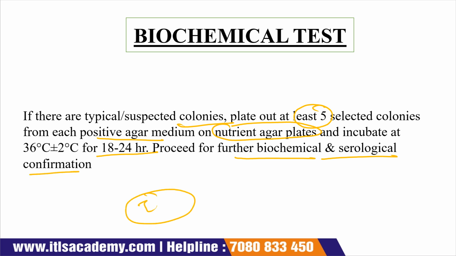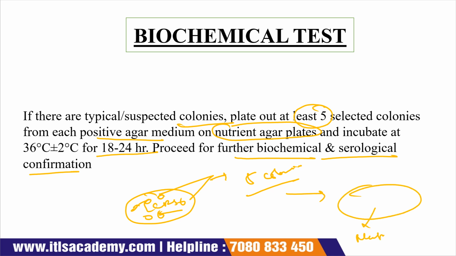Suppose that this is your TCBS agar and here we get colonies. Now from those colonies we select at least 5 colonies, and these 5 colonies are streaked onto nutrient agar media. Then after that it will be incubated at 37 degrees Celsius for 18 to 24 hours. Then after that, with the help of the colonies that we get on the nutrient agar plate, we do a biochemical or serological confirmation test.